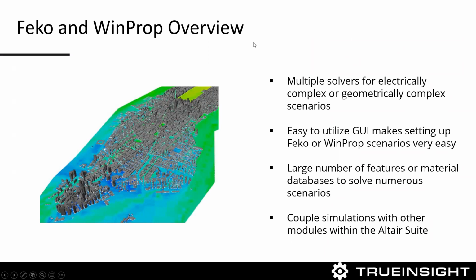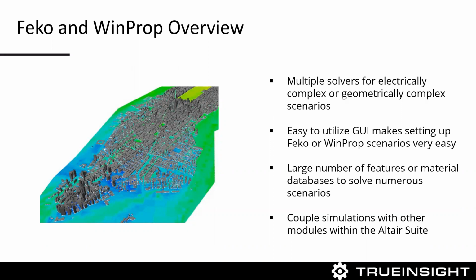But in terms of what you can do in Feko and Winprop, one is there are multiple solvers, and you can solve very complex problems or geometrically complex scenarios. So if you have large frequency applications, you can solve, or very complex geometry. In both Feko and Winprop, you saw me run through today how easy the GUI is. You have the capability to script if you want, but the GUI is very easy to utilize, and you can set these scenarios up very quickly, which is what you would be utilizing the tools for. It allows you to iterate and solve these scenarios efficiently.